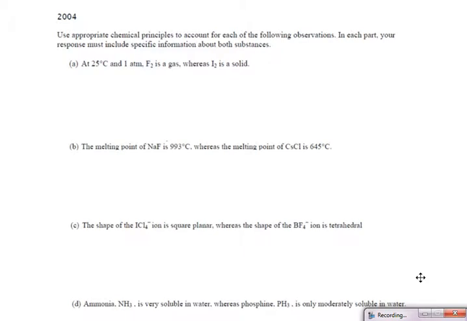All right, this is the 2004 free response question for the AP exam. It is an essay question, so most likely from the second half of the test when you are not allowed to use a calculator, and you must account for things based on what you know about chemistry as a science.